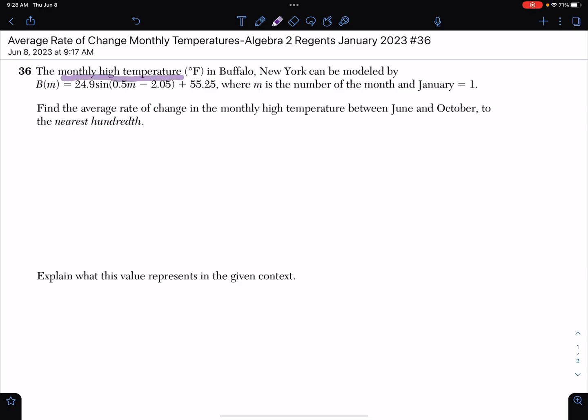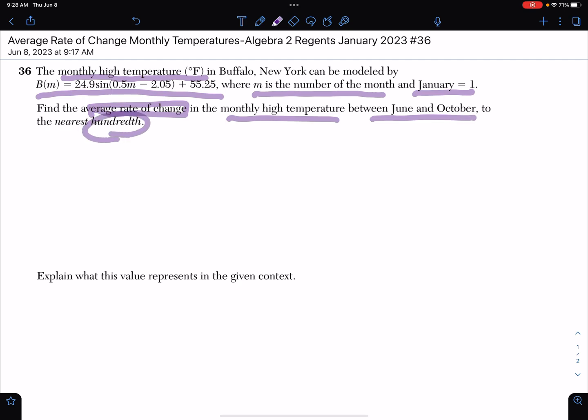The monthly high temperature in degrees Fahrenheit in Buffalo, New York can be modeled by this formula, where M is the number of the month and January equals 1. Find the average rate of change in the monthly high temperature between June and October to the nearest hundredth.